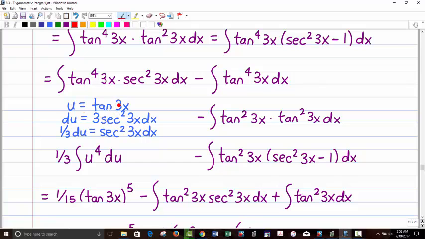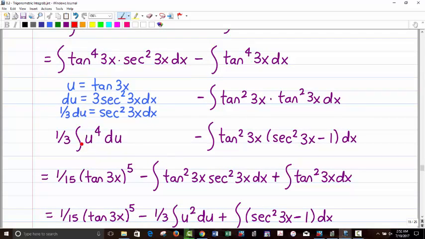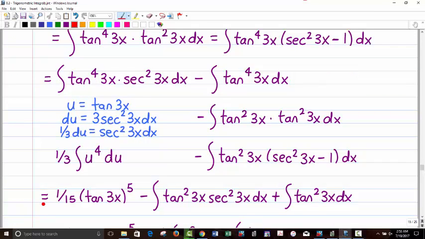And don't forget the chain rule. The derivative of tan of 3x will be 3 sec squared 3x, makes that 1/3. So we have a 1. So we just have 1/3 u to the 4th. Then we have 1/15 because you have a u, it makes it u to the 5 over 5. So 3 times 5 is 15. Tan of 3x to the 5th. And okay, so that's that part of it. So we leave that alone. Let's come back over here.